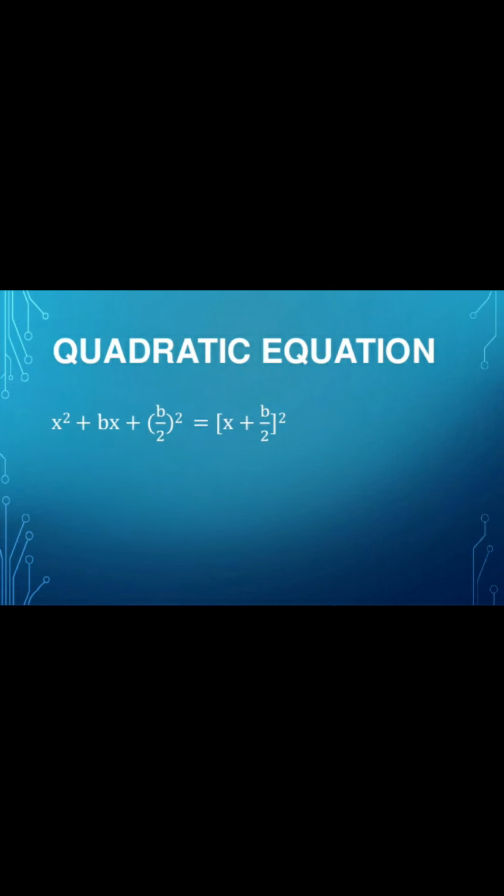Let us solve it. A quadratic expression x squared plus bx plus (b/2) whole squared can be written as (x plus b/2) whole squared. It is a perfect square. Completing the square: in an expression of the form x squared plus bx or x squared minus bx, add the constant term (b/2) whole squared.